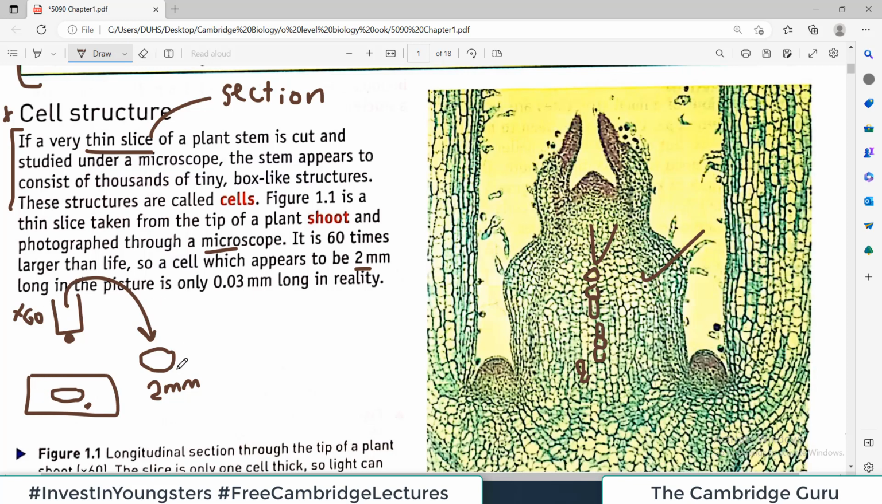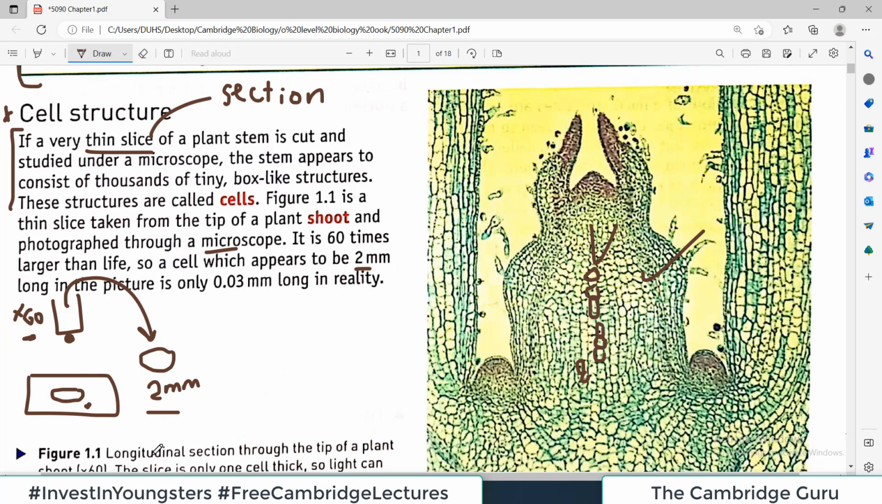This is magnified. Now my next question, is this the magnified size of the cell? The answer is yes. My next question, what is the magnification to achieve this size of the cell? The magnification is 60 times, which means that you are seeing the cell how much time magnified? 60 times magnified. And after 60 times magnification, the size is 20 millimeter.